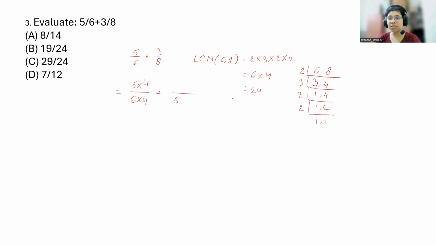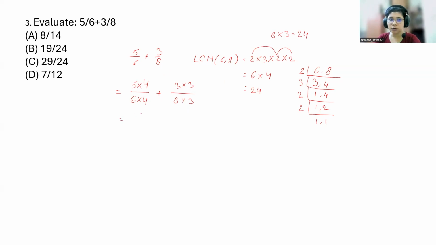You know that 8 into 3 is also 24. So 6 into 4 is 24, and 8 into 3 is also 24. So you multiply numerator and denominator by 3. If you multiply and divide by the same number, your fraction does not change.